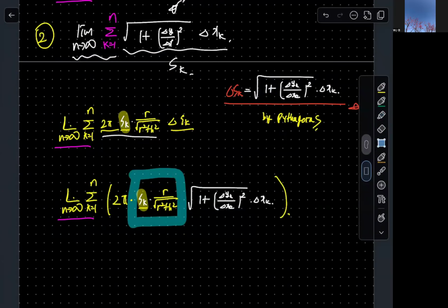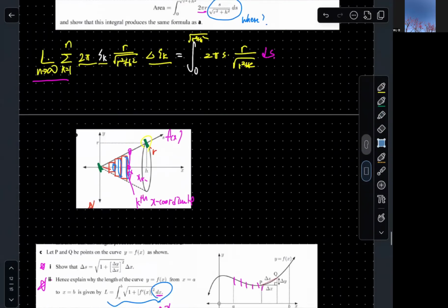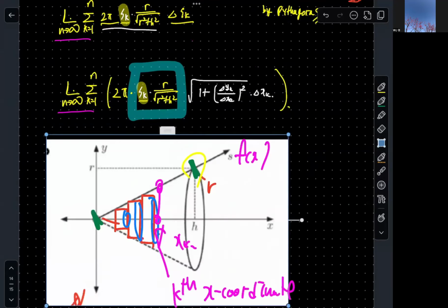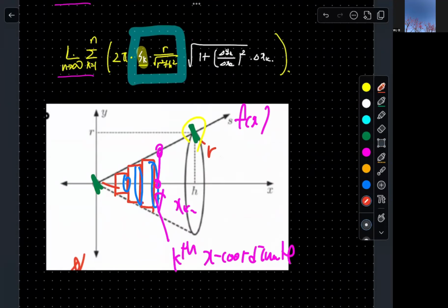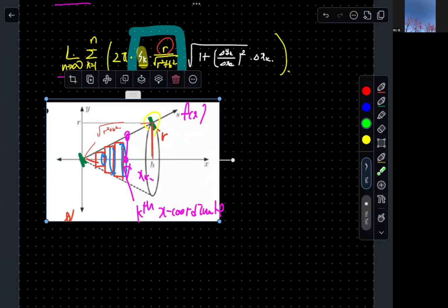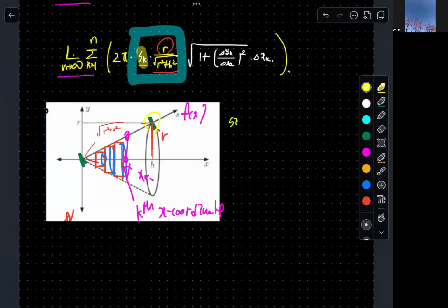But let me quickly remind you the relation between sk and r over square root of r squared plus h squared. If you scroll up, we had the picture already. These were pictures of the cone that we used. And if you look, the r is the opposite side of this right angle triangle, and the square root of r squared plus h squared is the hypotenuse. So if you ask me what trig ratio we can link with, it is the sine. So I can have sine theta is r over square root of r squared plus h squared.